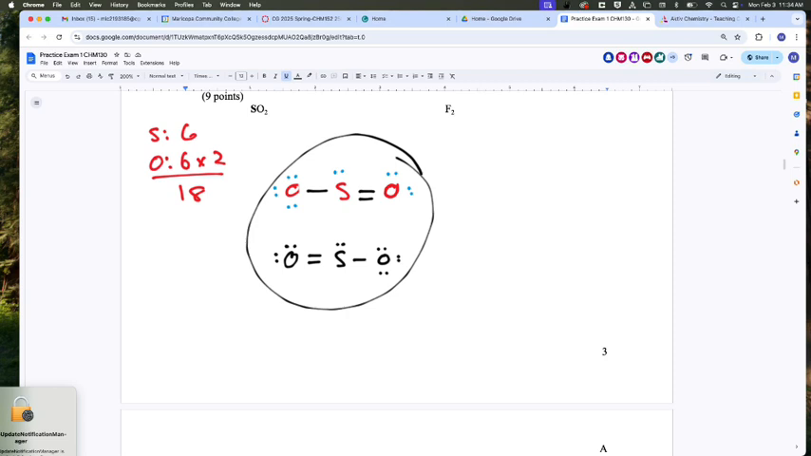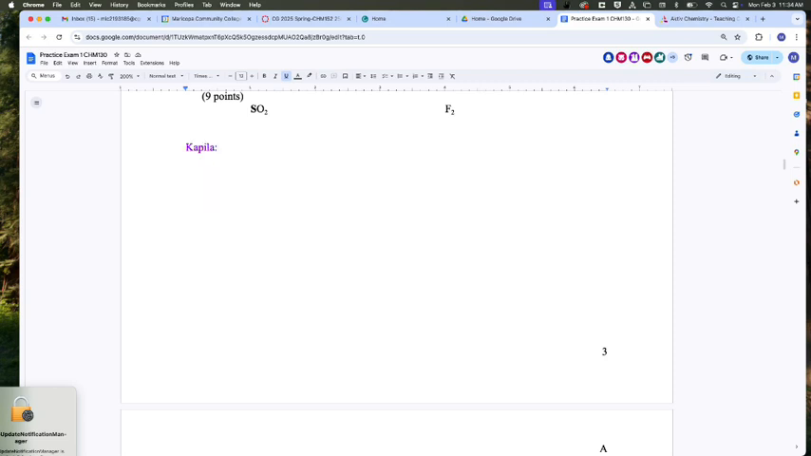So I'm going to erase everything, because now we're going to shift focus to our fluorine. So F2, fluorine has how many valence electrons? Fluorine has how many valence electrons? 7. There's 2 of them, which gets me 14. So I appreciate the 14. You're just jumping the gun a little bit.